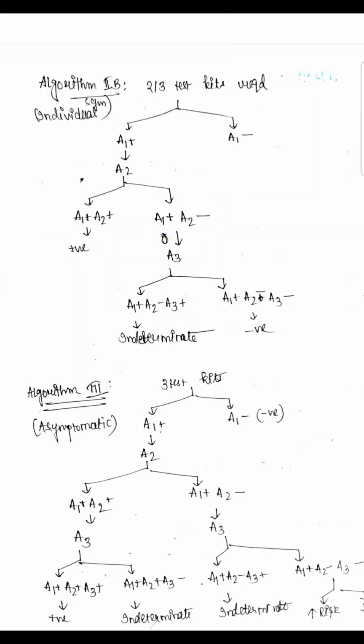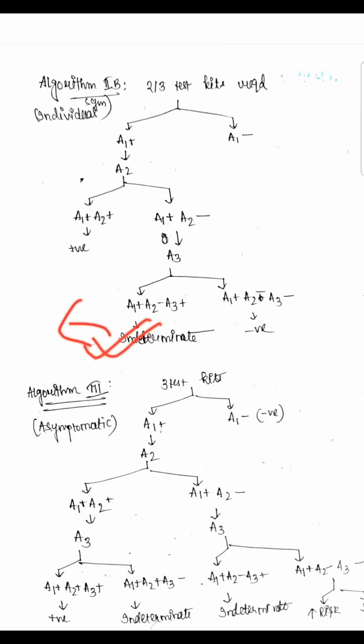We are not sure. So we go for another test kit, that is A3. Now we check it with A3. A1 is positive, A2 is negative. Now we go for A3. If A3 is positive, all the test results are having different results. So the test result is ambiguous. So we determine it as indeterminate.